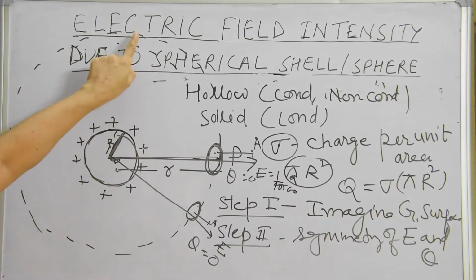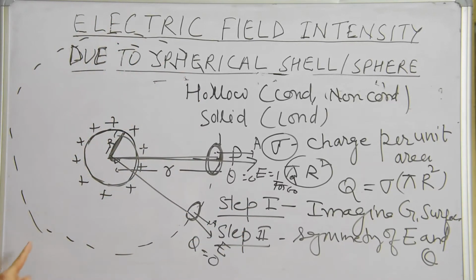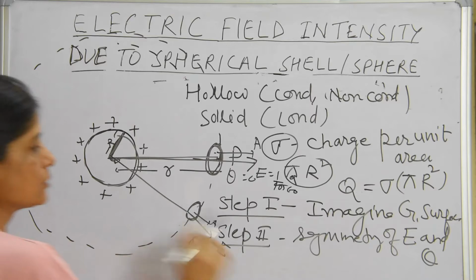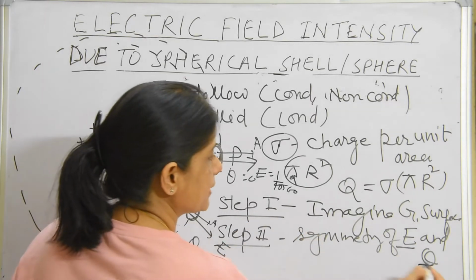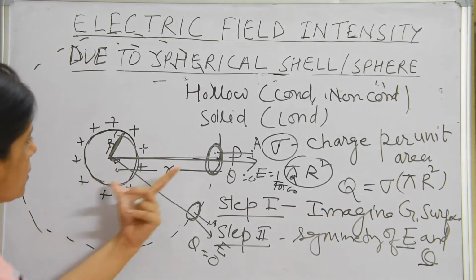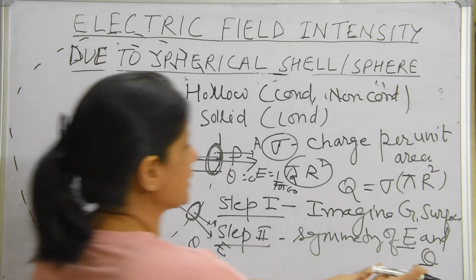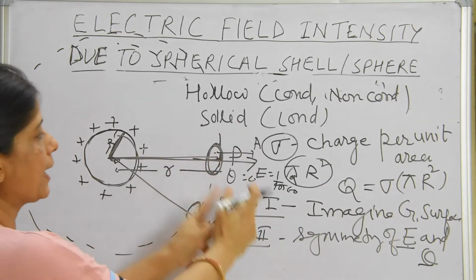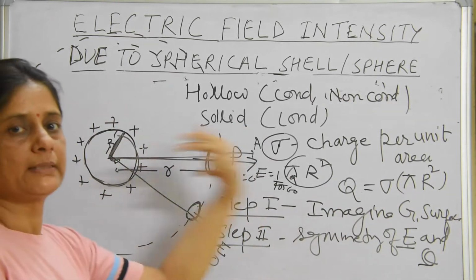So symmetry of E and theta throughout on the Gaussian surface, it has symmetry. This we have done earlier also. Everywhere E is the same because r is the same. Everywhere theta is the same because the direction of E and A is the same. Now come to the third step.